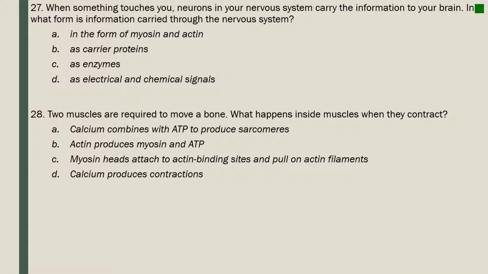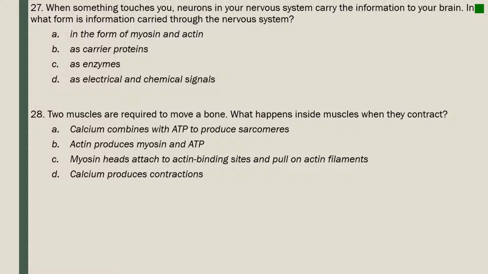27. When something touches you, neurons in your nervous system carry the information to your brain. In what form is information carried through the nervous system? A. In the form of myosin and actin, B. As carrier proteins, C. As enzymes, D. As electrical and chemical signals.